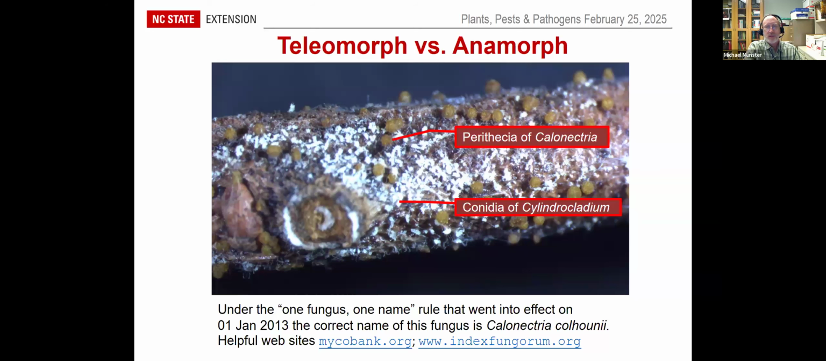And there are different names, because of the rules, you can't necessarily predict which of the names is going to be the actual accepted name. It has to do with things like priority, which one was first, and so on. Two helpful sites, and we'll show a screenshot from one of these later, are mycobank.org and indexfungorum.org for more information about fungal names.